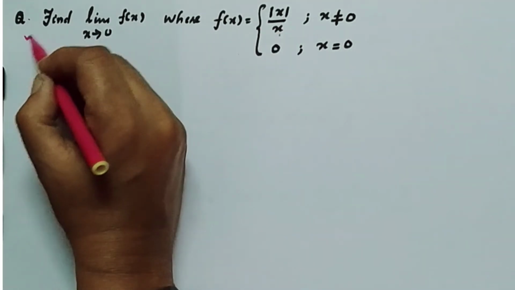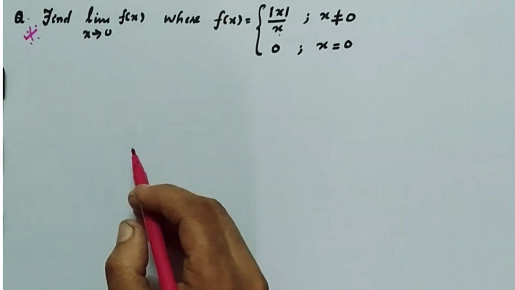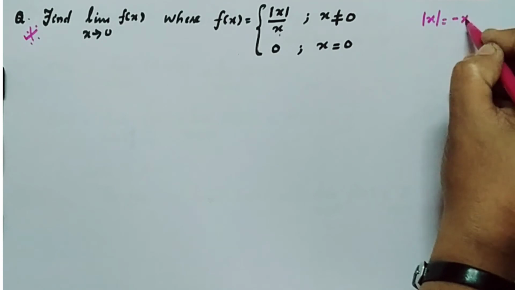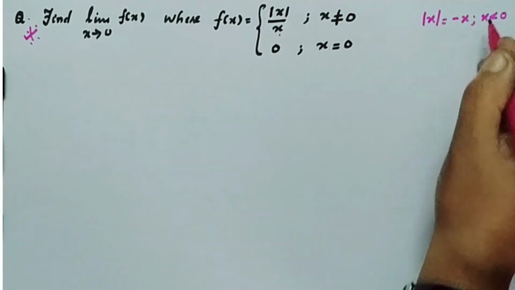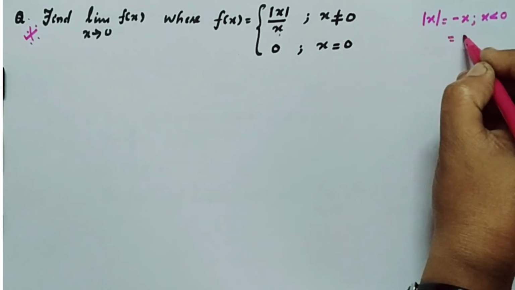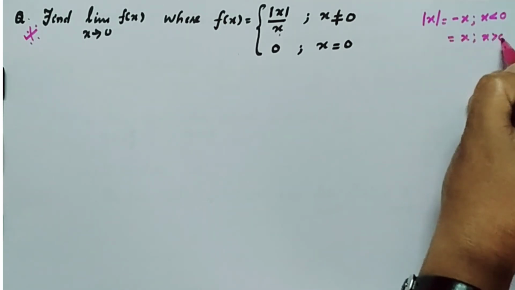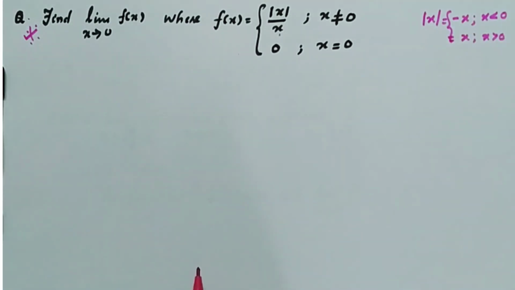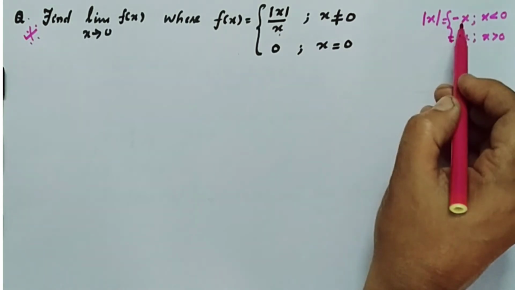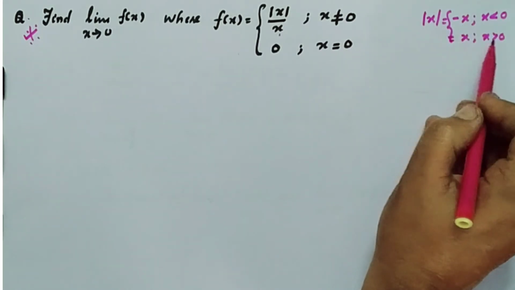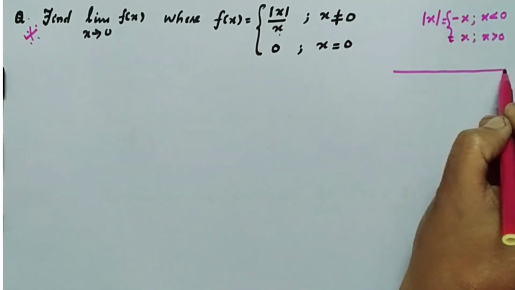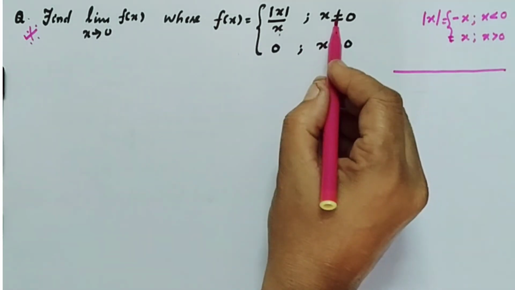The problems relating to the modulus function seem to be very important. You know what the definition of mod x is? Mod x equals minus x when x is less than 0. That is, for all negative values, mod x takes the value minus x, and equals plus x when x is greater than 0. This you studied in the chapter relations and functions. The definition of the modulus function is mod x equals minus x if x is less than 0 and x if x is greater than 0.